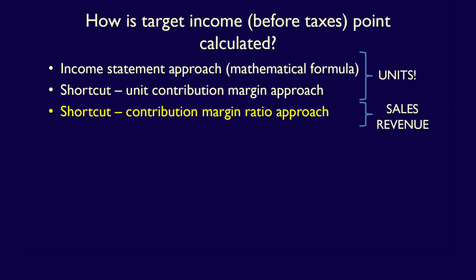Let's move on to the last shortcut method, the contribution margin ratio approach. Remember that the first two methods, both the income statement approach and the unit contribution margin approach, calculate the number of units necessary to reach a target before-tax income. However, businesses which have multiple products can't use either of these methods. Instead, multi-product companies calculate the sales revenue required to obtain a target income before taxes, because this eliminates the problem of how many units each product needs to produce in order to obtain the target income.